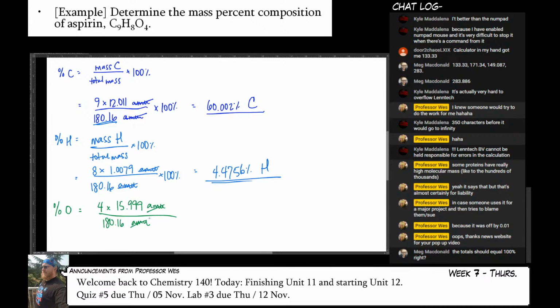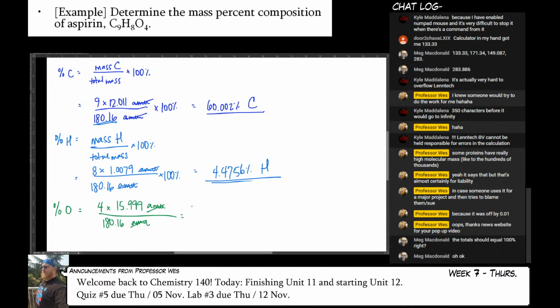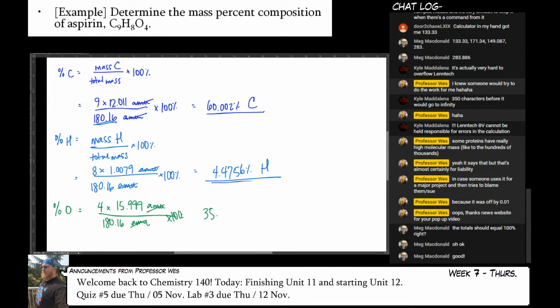And you're right. When you add them all together, you should get really close to 100%. Will you get exactly 100%? No, because of error. So I get 35 point... Oops, I didn't write times 100% here. 35.522% oxygen.